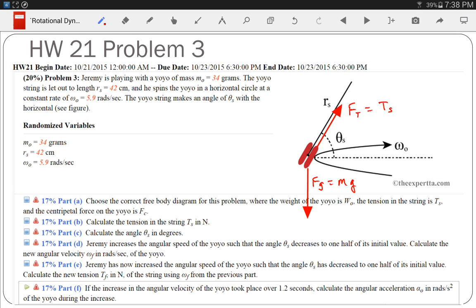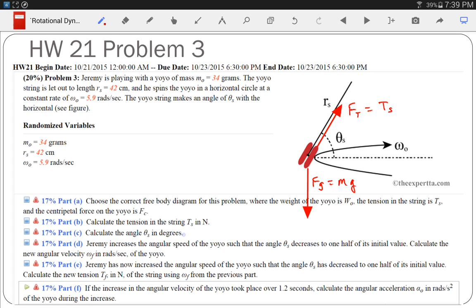Now you might say, well, there's more forces, but you'd be wrong. What else is acting on this yo-yo? Some people might say, well, there's the centripetal force, but the centripetal force isn't acting on the yo-yo. The centripetal force is the term we give for the sum of the forces acting toward the center of the circle. So these two forces are going to add together to give me that centripetal force. So that's part A. I have my free body diagram.